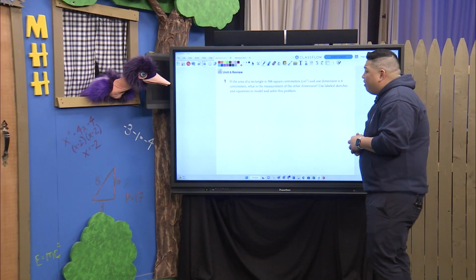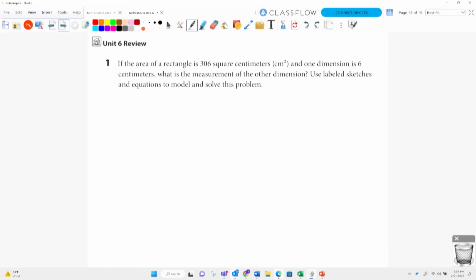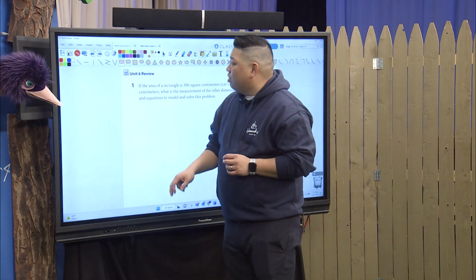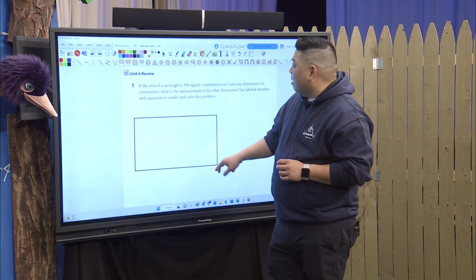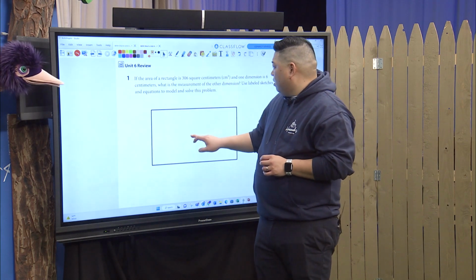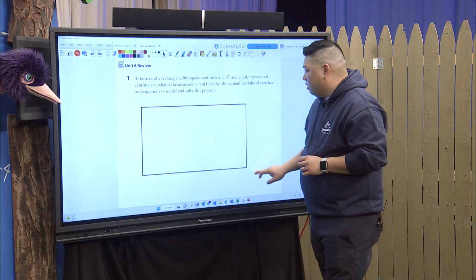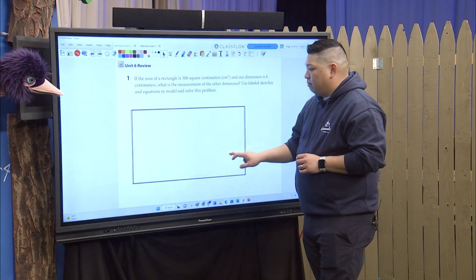If the area of a rectangle is 306 square centimeters and one dimension is 6 centimeters, what is the measurement of the other dimension? Use labeled sketches and equations to model and solve this problem. All right, so what we're going to do first is start with some art, an area model. Beautiful rectangle. Let's go ahead and make it this big.